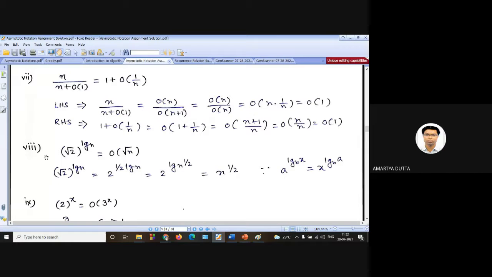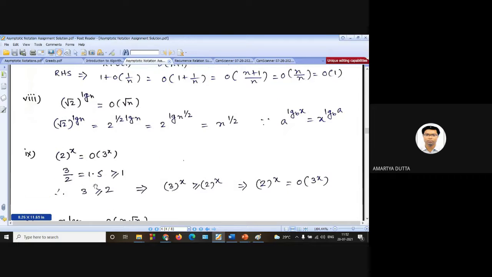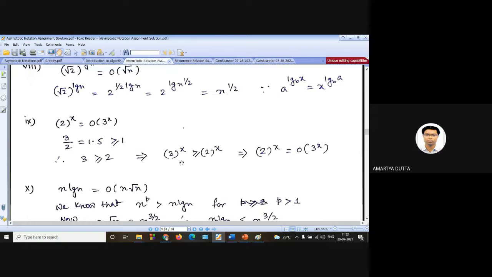Sir, because 3 is bigger than 2 for each multiple. That is 3 by 2, which is 1.5, that is greater than or equal to 1. 3 is greater than 2. If we take the power x on both sides, we can say that this holds.